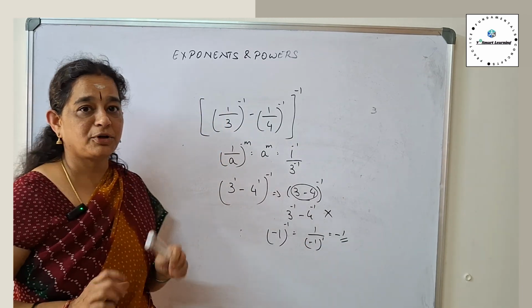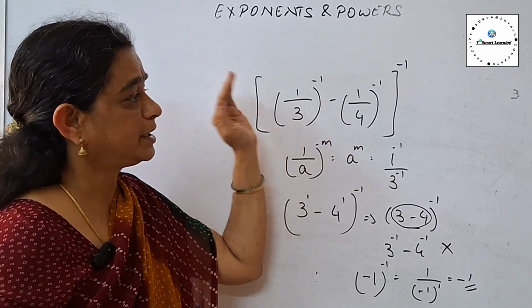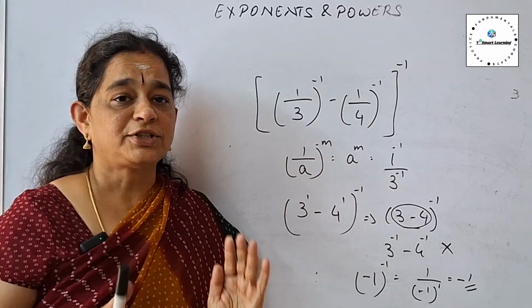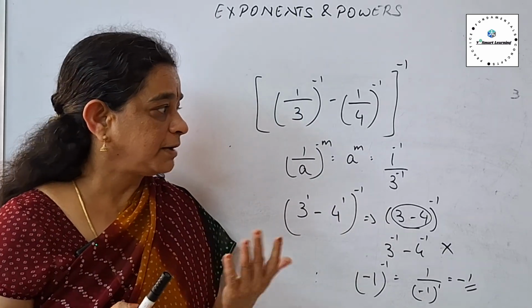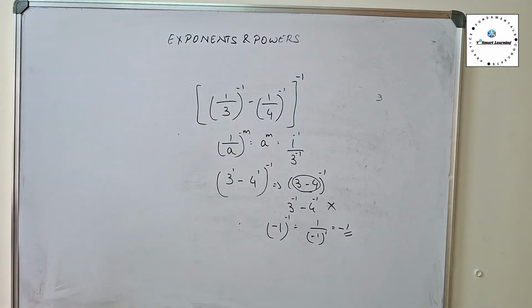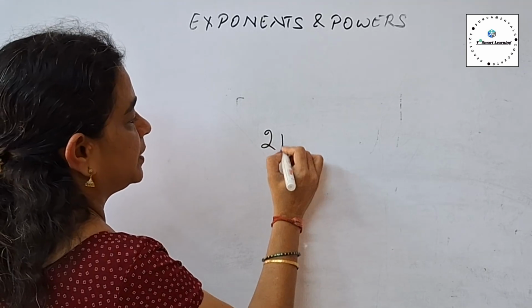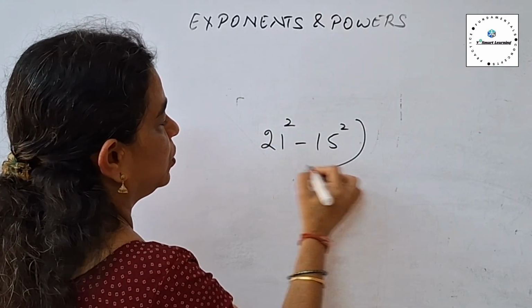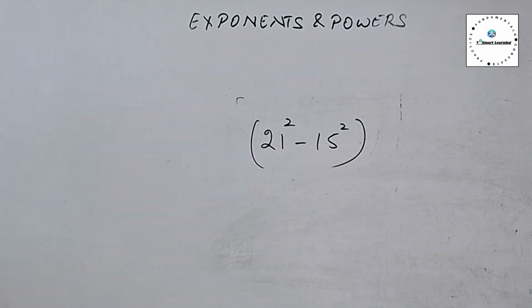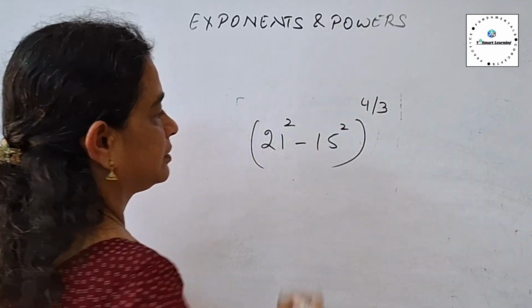Okay. So this is an important problem where you have a plus or a minus inside the bracket. So first you simplify what is inside the bracket and then go for the powers. So let's do one more problem of this type. (21 squared minus 15 squared) whole to the power of 4 by 3.